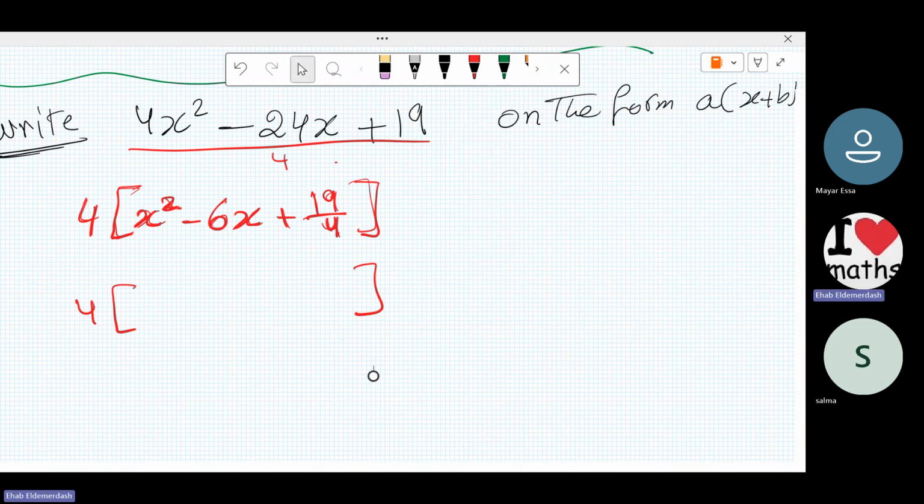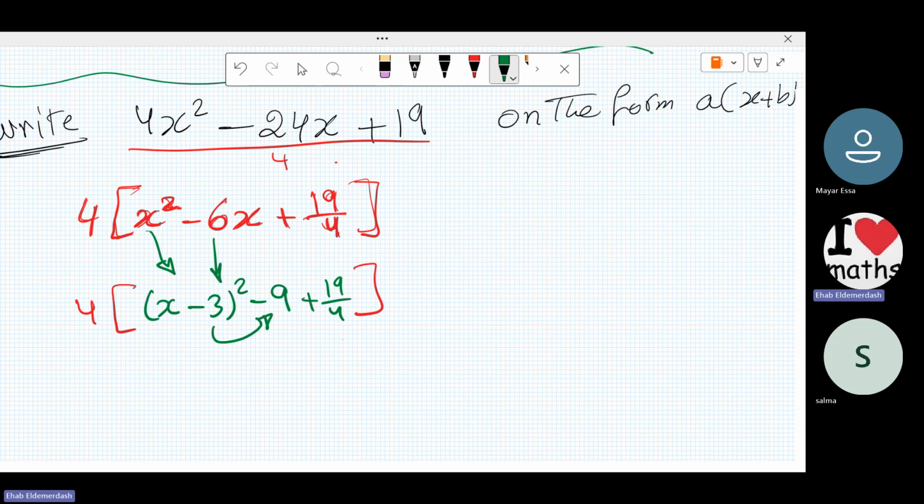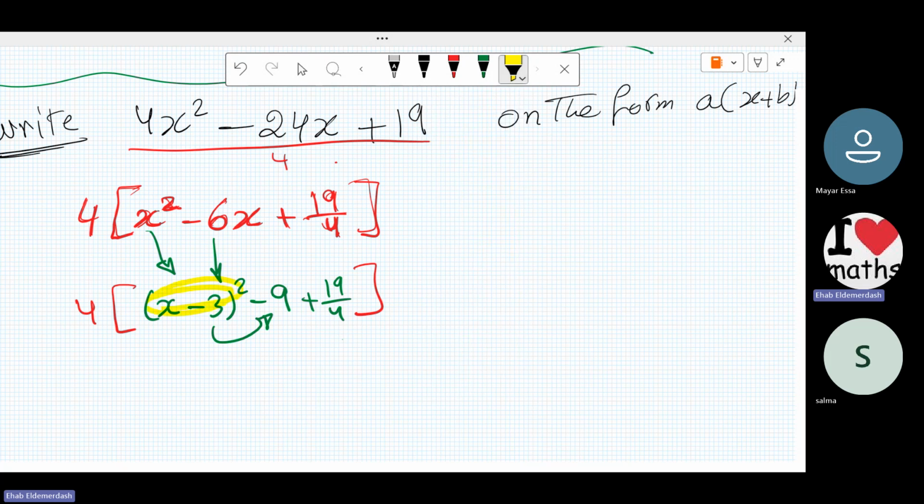Again, what should I do? X squared minus 6x plus, here x minus 3 squared minus 9. We took the square root, we divided the number by 2, and then we took this one squared, plus 19 over 4. What is my next step? I did the normal operation like the previous step. I did the square root, I did the divide, I took it out, and plus 19 over 4. What should I do? Here I have a part to be multiplied. This is the first factor. This is the second part.